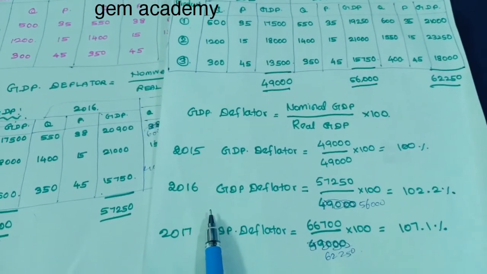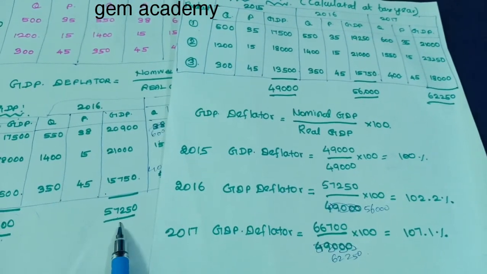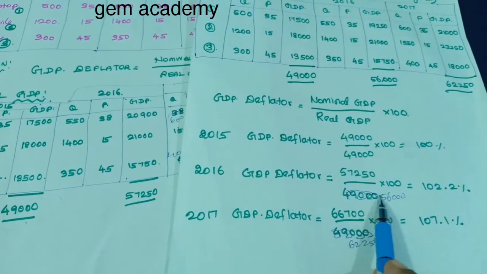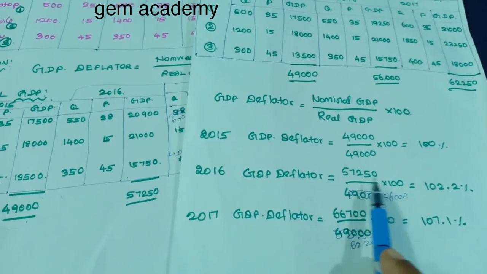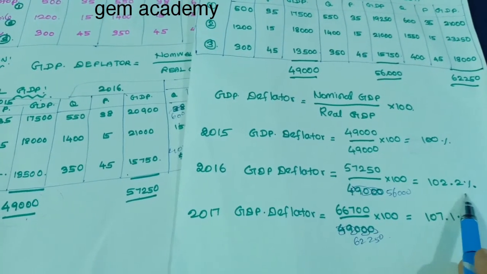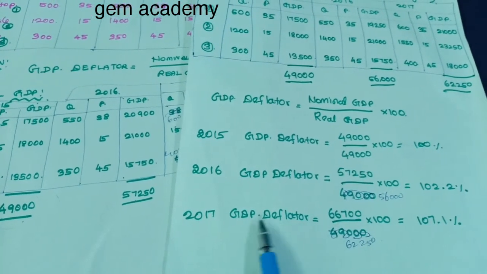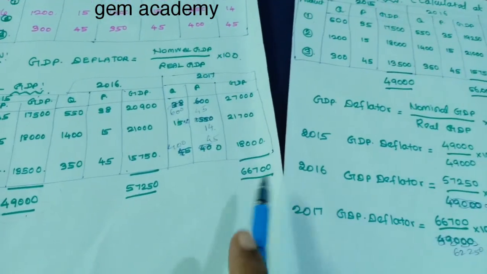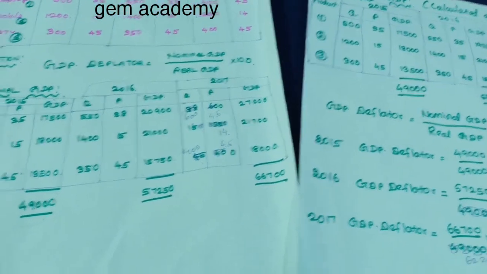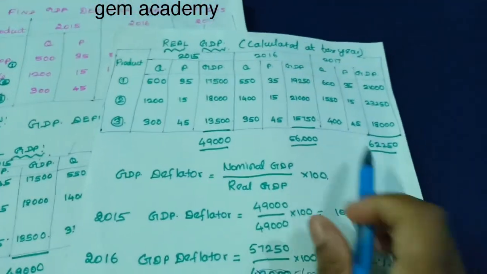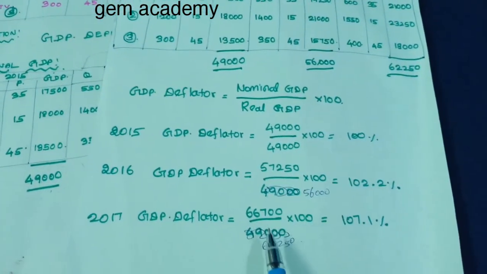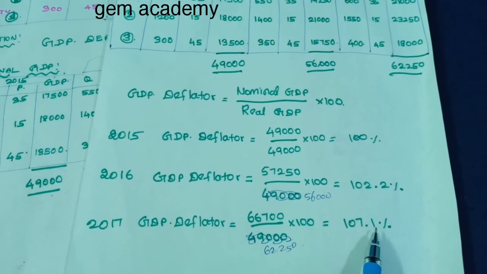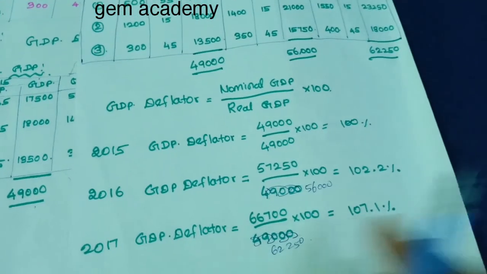And in the year 2016, 57,250 is the nominal GDP and 56,000 is the real GDP. So by solving I am getting 102.2%. And for the year 2017, 66,700 is the nominal GDP and the real GDP is 62,250. So by solving I am getting 107.1%.